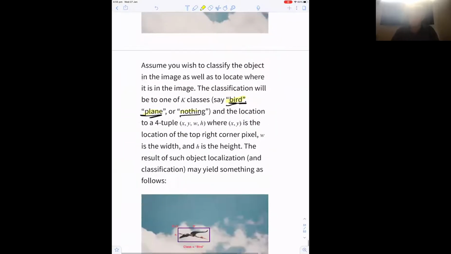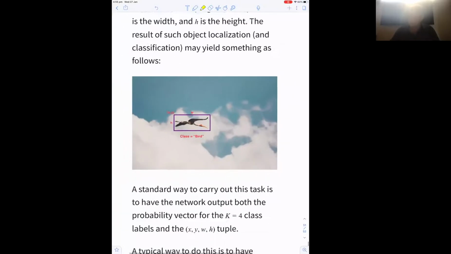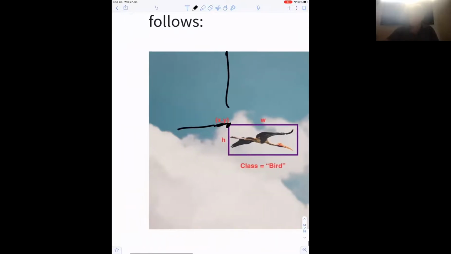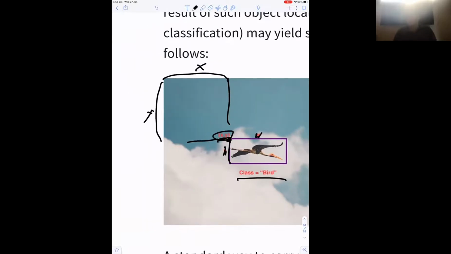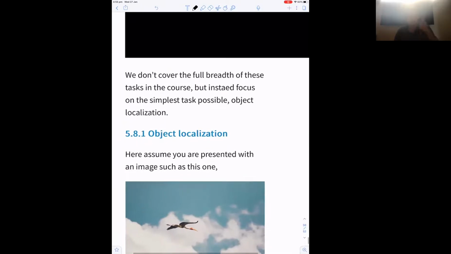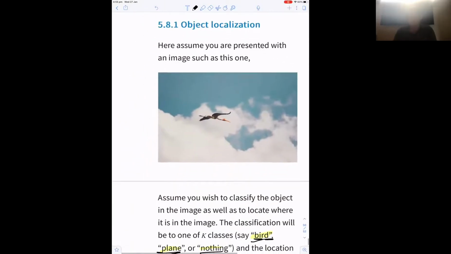One way to define where it is, is to say it's at the top. There are these two XYs according to this picture: this would be the X, and this is the Y, the coordinate of the top left corner, and then the height and the width. So you put a bounding box around it and class bird. When we speak about localization, we're speaking about localization plus classification.